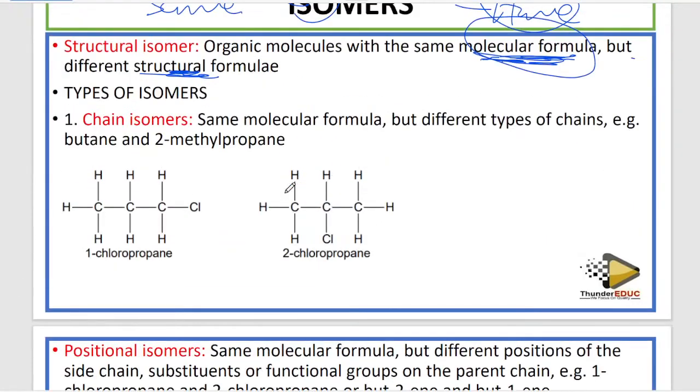All right, let's go. We have three types of isomers. The first one is chain isomer. We can be different by the structure. You understand? We can be different by the structure. You are big, the other one is small. We are the same, but because of the size we are different.